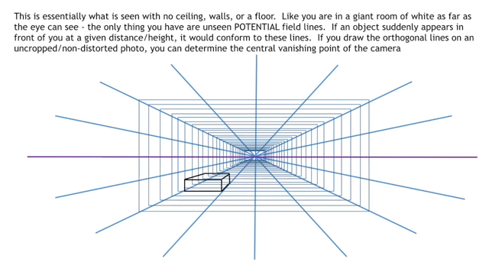This is essentially what is seen with no ceiling, no walls, and no floor. So it's like if you were in a giant room of white as far as you can see, suspended on something very high. The only thing you have are unseen potential field lines. And if an object suddenly appears in front of you at a given distance or height, it would conform to these lines. So if you draw the orthogonal lines on an uncropped, undistorted photo, you'll start to determine the central vanishing point of the camera. Again, you can use diagonals or vertical lines and horizontal lines to kind of try to see where that vanishing point was for that camera system.